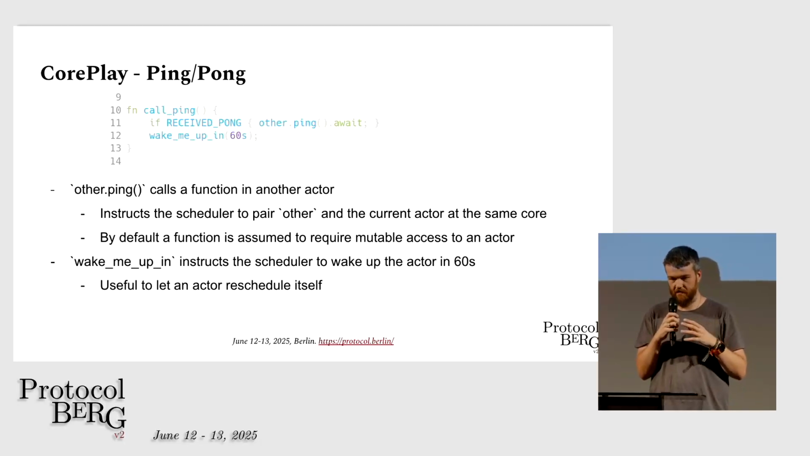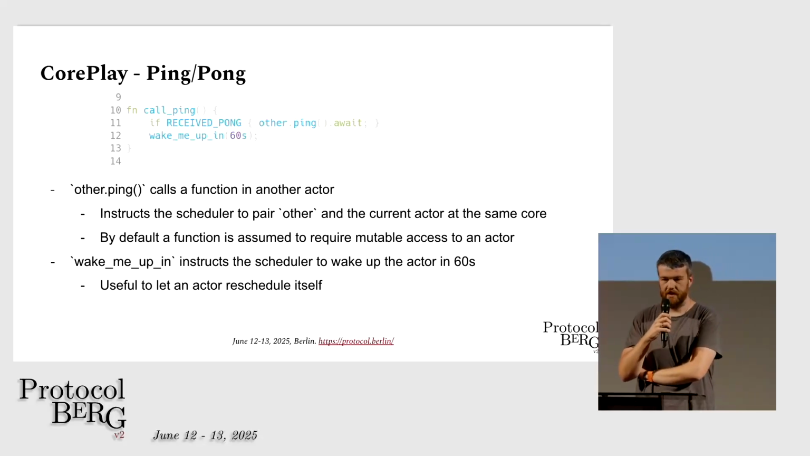This will tell the CorePlay scheduler, or however you want to call it, okay, this actor wants to talk to another actor. So in the future, I will need to run both at the same time so that this actor can progress, because it wants to have this synchronous interaction between them. By default, the functions exposed by these actors assume that you want to have mutable access, so that you need to run both together.